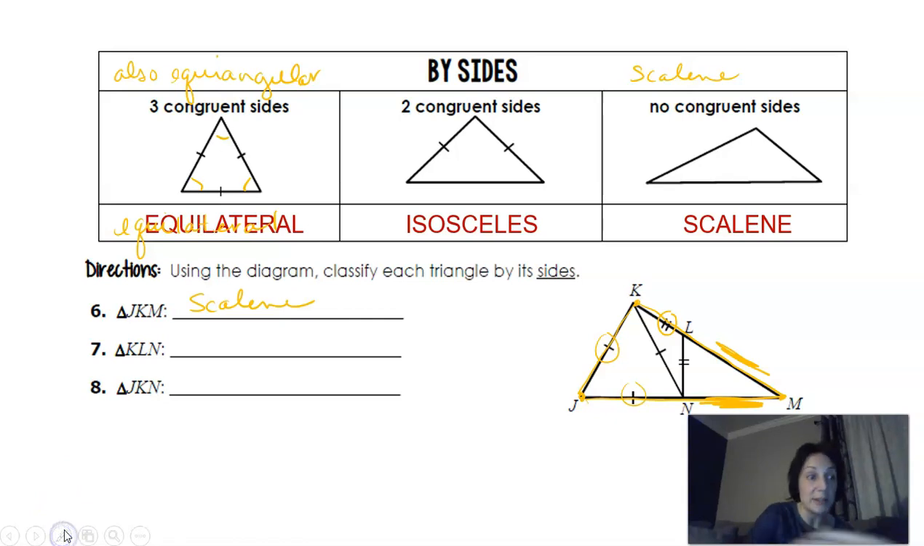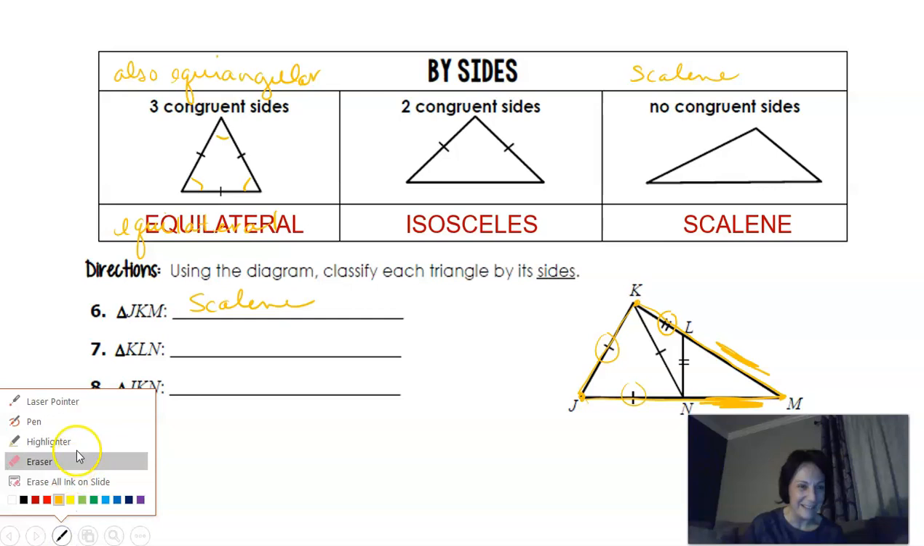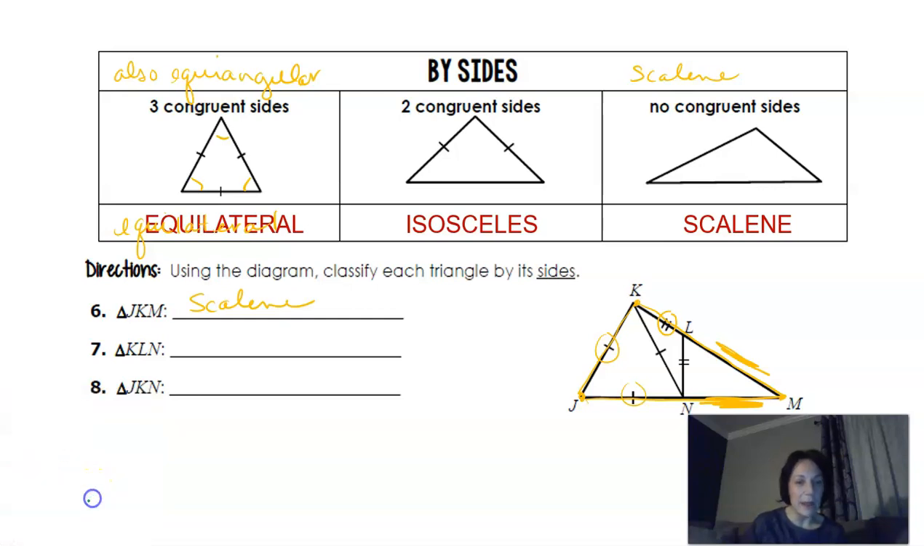Goodness gracious sakes. Oh, goodness. Hey, that worked better. Okay, let's go with green.